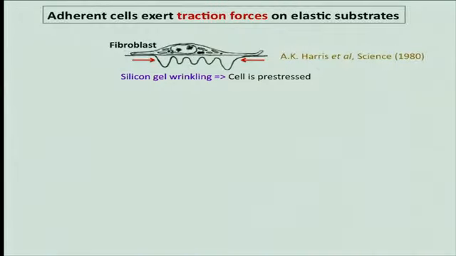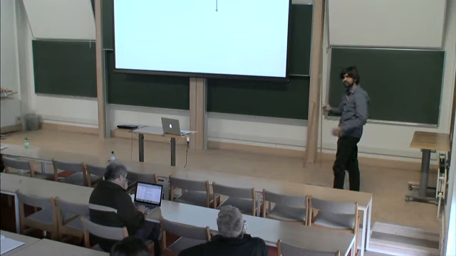Okay. So adherent cells exert traction forces. This was first seen in this classic experiment by Harris and Stopak in the 1980s, where a layer of fibroblast cells migrate on a soft silicone gel. And what they observed was that the silicone gel spontaneously wrinkled as the cell migrated. So this is a signal that the cell is pre-stressed, that there exist internal active stresses in the cell that exert these lateral forces.